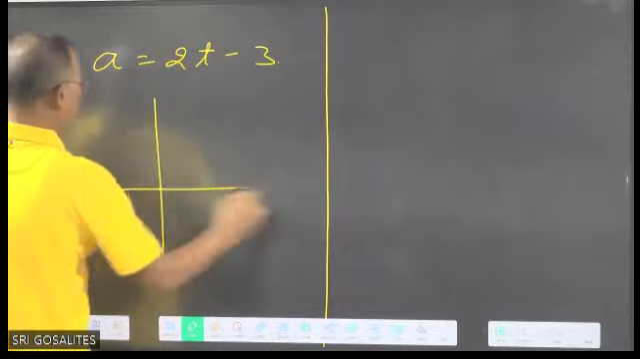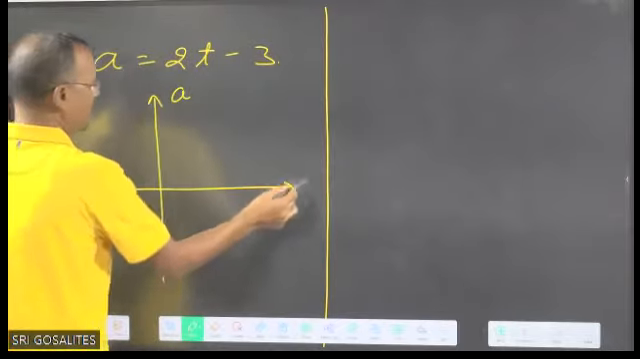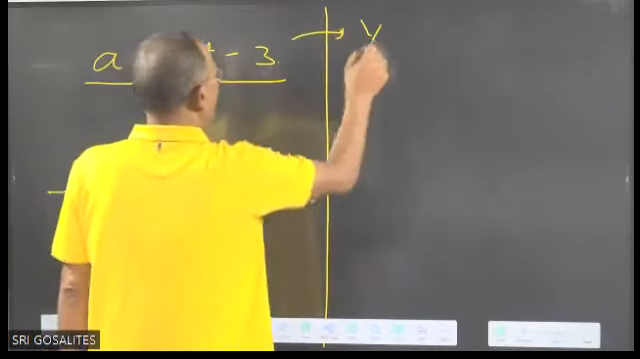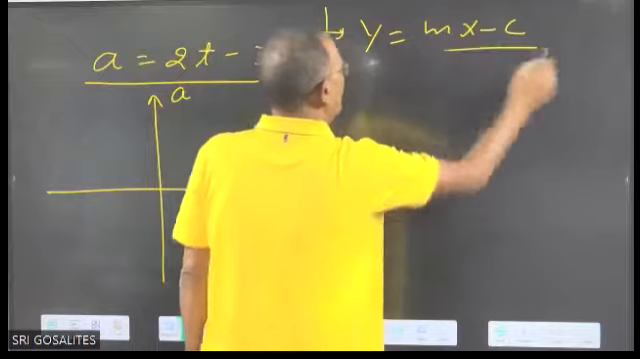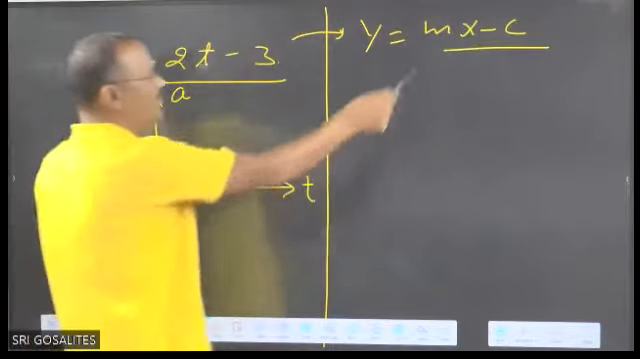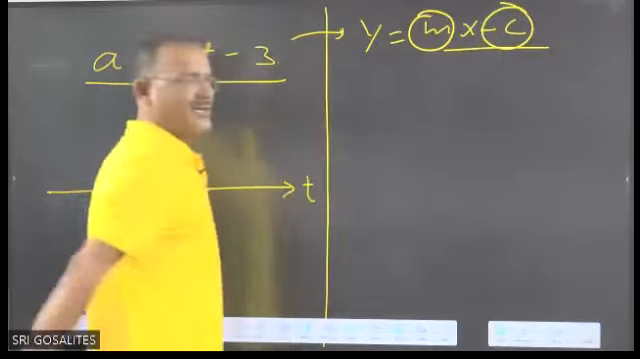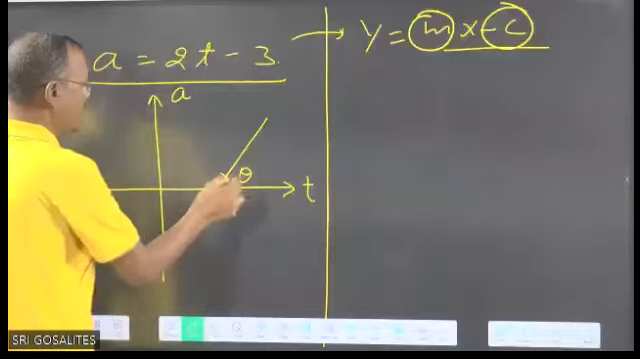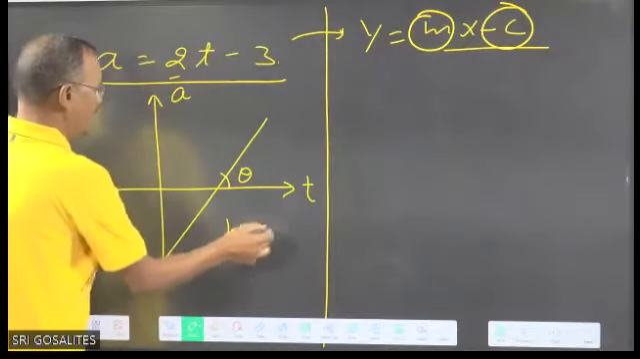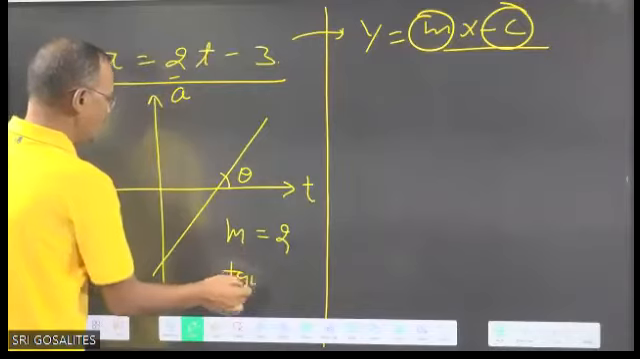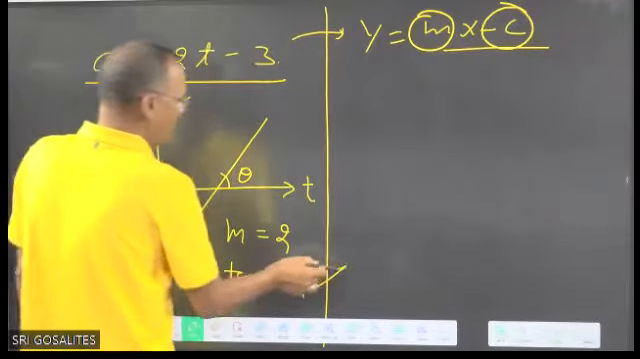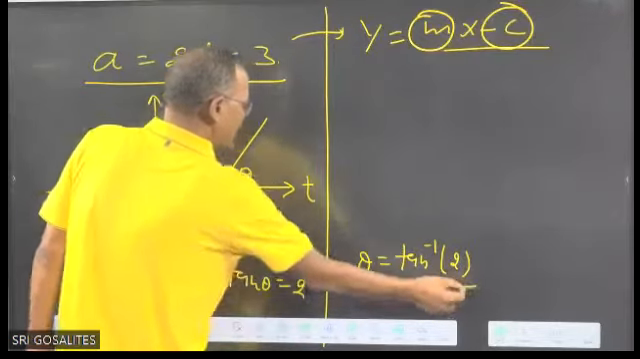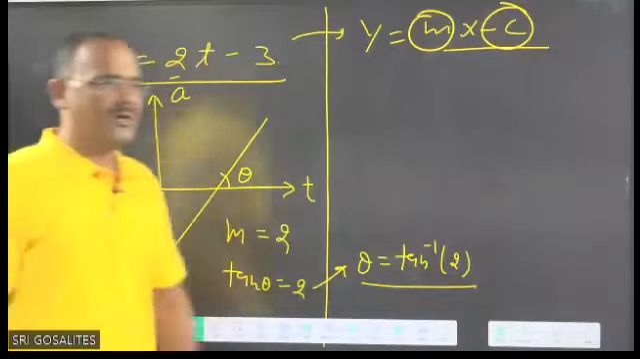So here on the y we are having acceleration, on the x we have time. Beta, how this equation looks like? Y equal to mx minus c. So slope is positive, intersection is negative. This will be like this. Okay, if we say it's theta, so you know what is the slope here? 2. So how much angle it will make? Tan inverse 2. Copy this, come on.